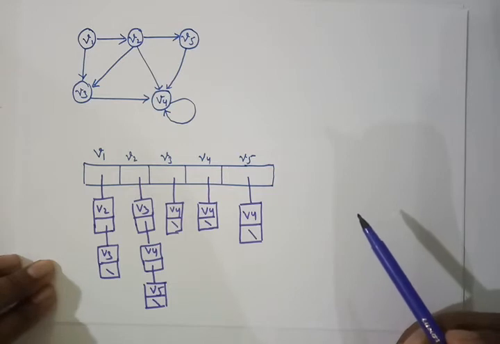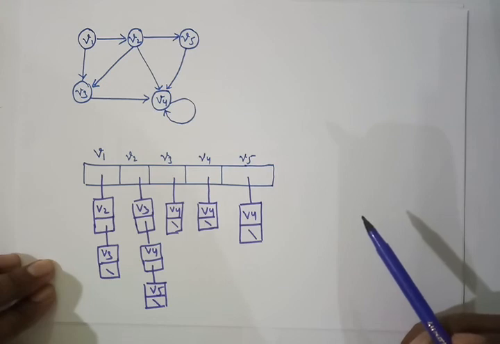Next, we see adjacency matrix representation for both directed as well as undirected graph.